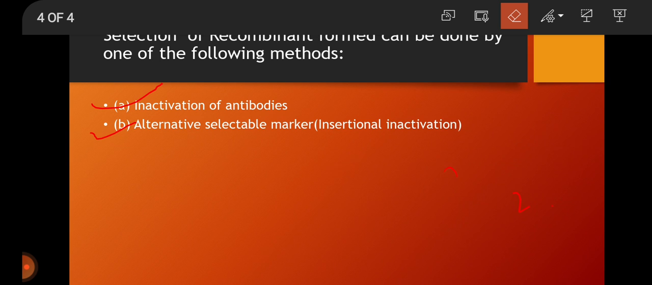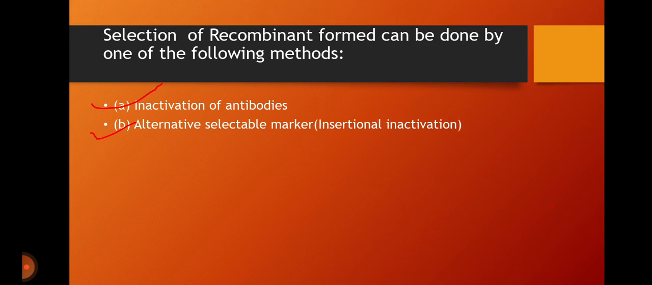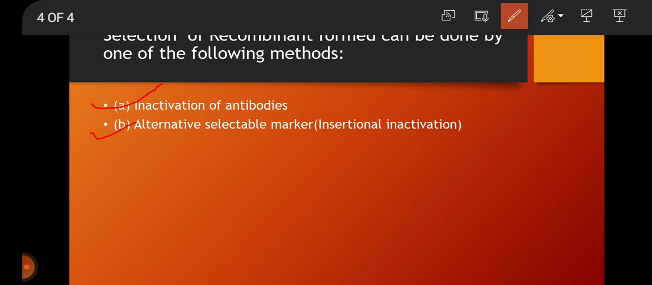Next is alternative selectable markers, insertional inactivation. On the basis of color production in the presence of a chromogenic substrate, the recombinants and non-recombinants can also be differentiated. A recombinant DNA is inserted within the coding sequence of the enzyme beta-galactosidase, which results in inactivation of the enzyme, and hence there is no conversion of substrate to product. Hence the bacterial colonies having the transformed plasmid show no coloration, while those without the inserted DNA form blue colonies.